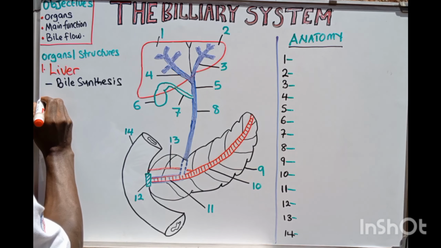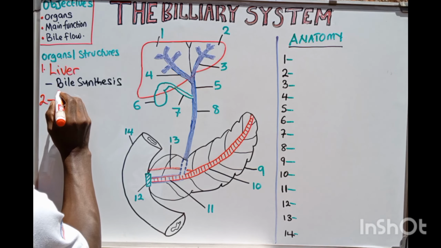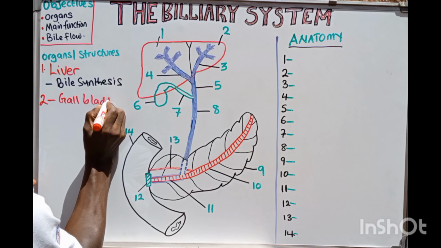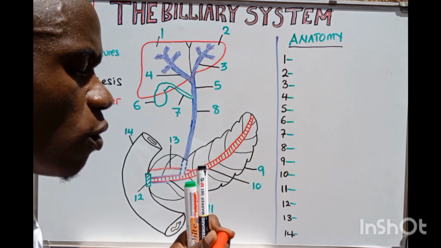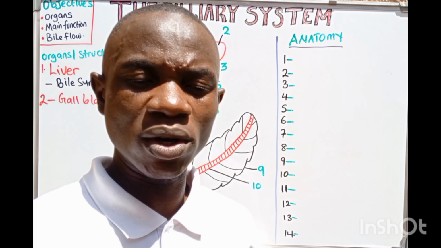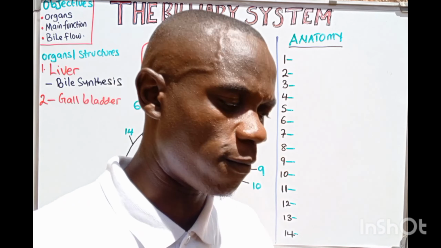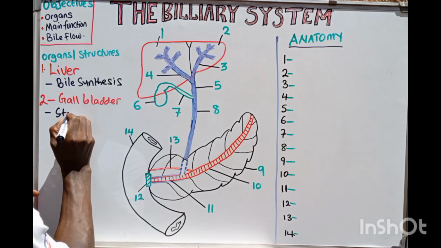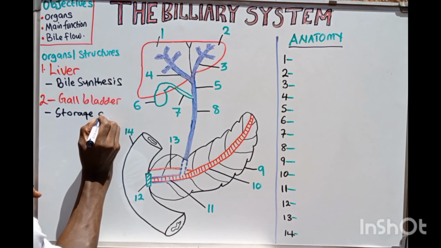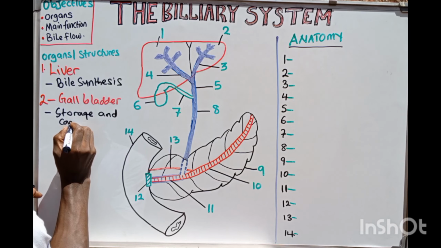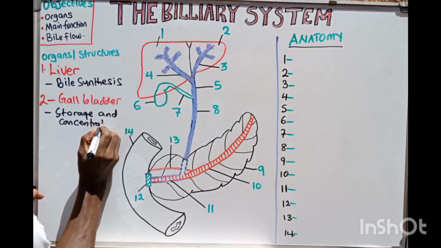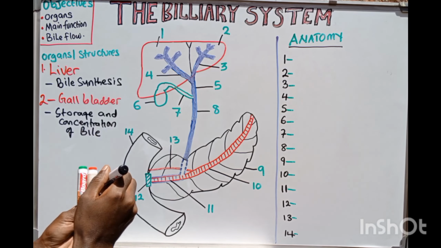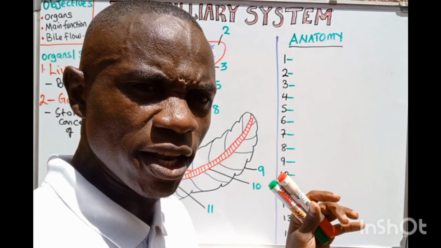The second one is the gallbladder. And of course, the gallbladder is aimed at storage and concentration of bile. So the gallbladder is for storage and concentration of bile. That is its main primary role.